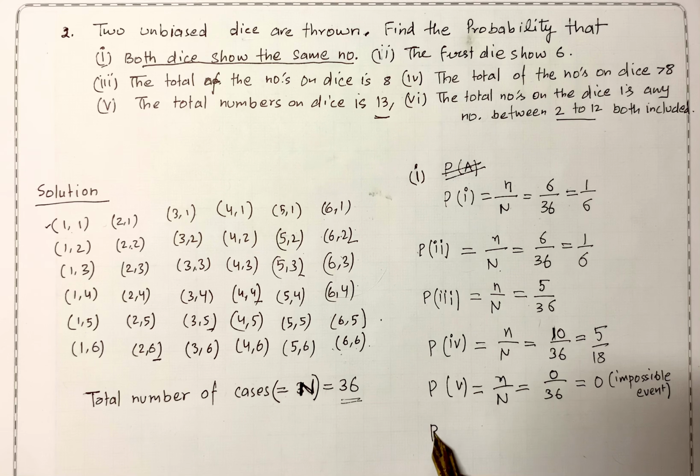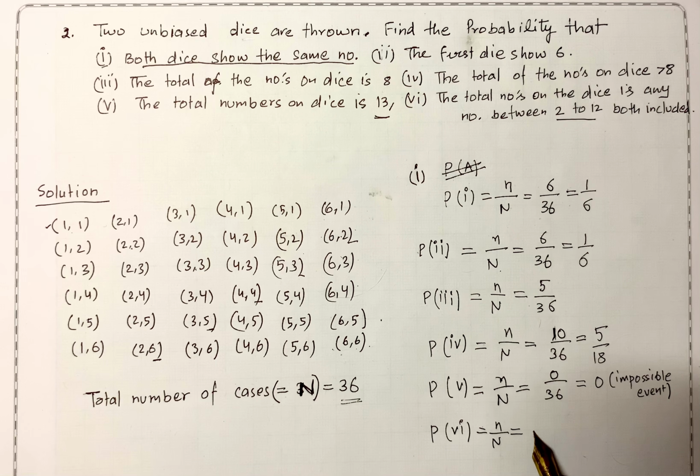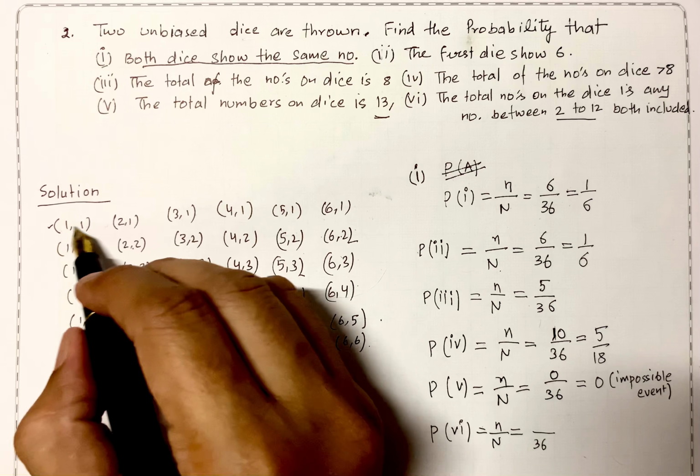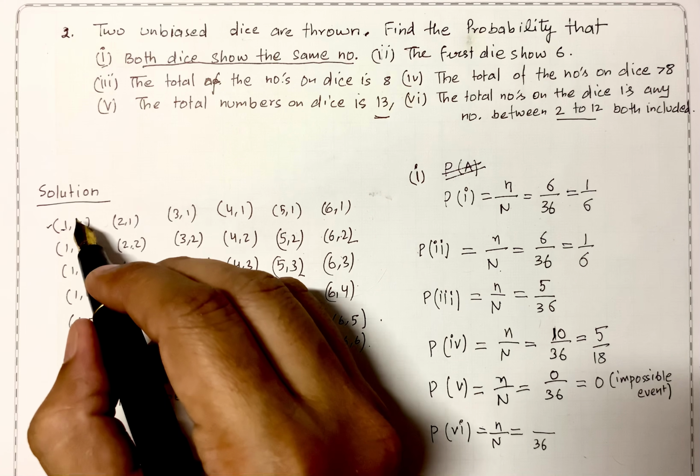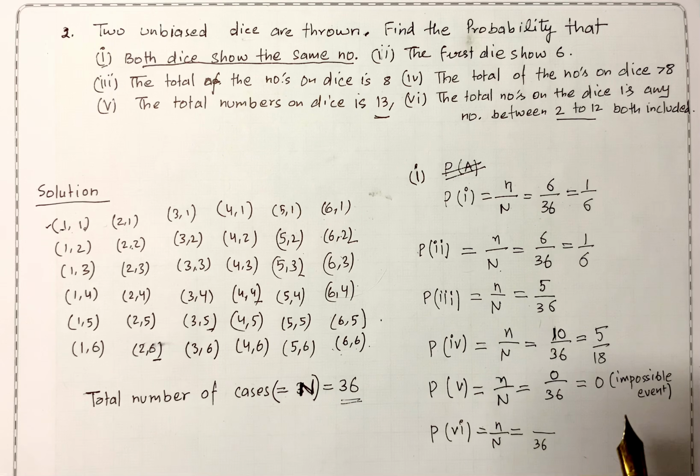Let's see the last part. Probability of happening of the sixth. Again, it is going to be small n by capital N. It is 36. Now I need to see the favorable cases. That means the total remains between 2 and 12, both included. So if you look into this, 1 plus 1 is 2, and all the rest of the numbers are between 2 and 12. So n is also 36.